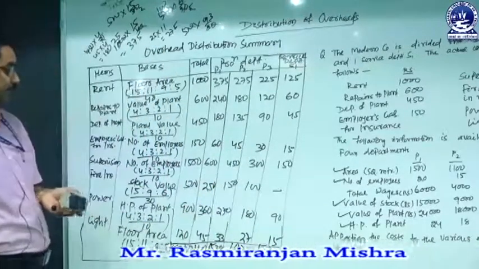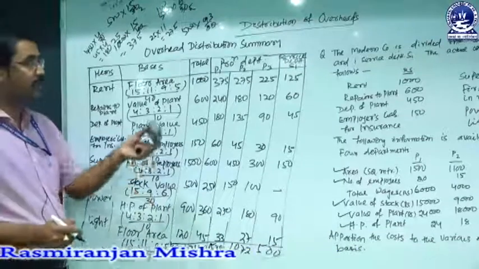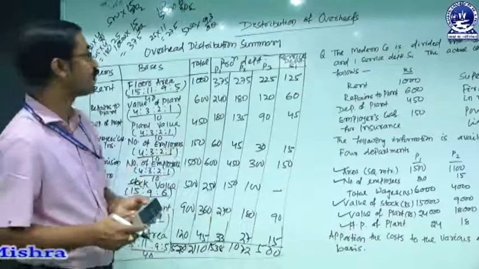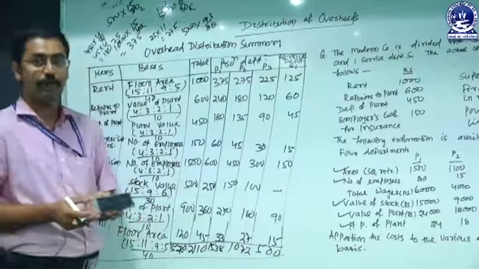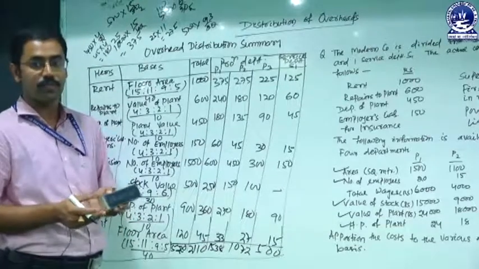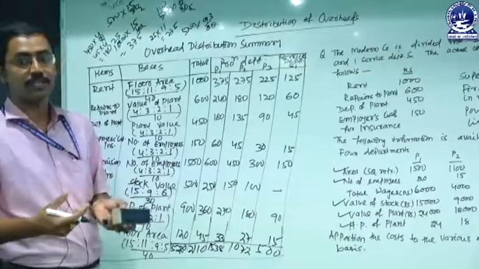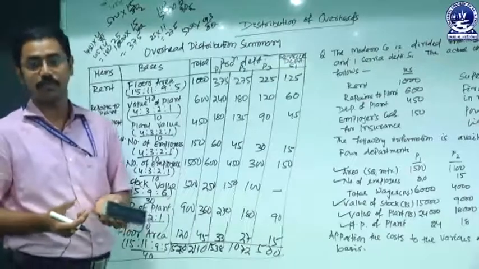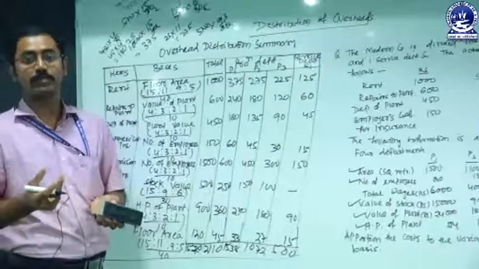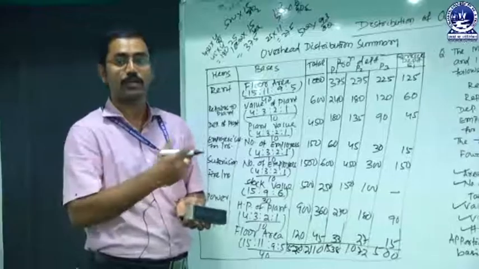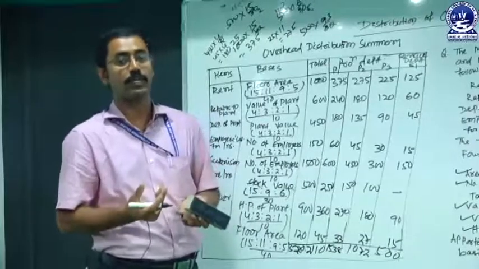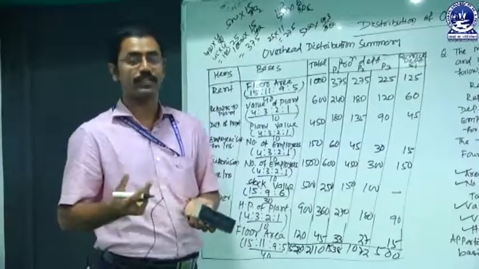So this is our overhead distribution summary of this particular problem, and this is called our primary distribution of overhead summary. In our next class we will discuss the secondary distribution of overhead summary. That means the service department cost will be allotted to the production departments on some equitable basis. So we will discuss it in our next class.